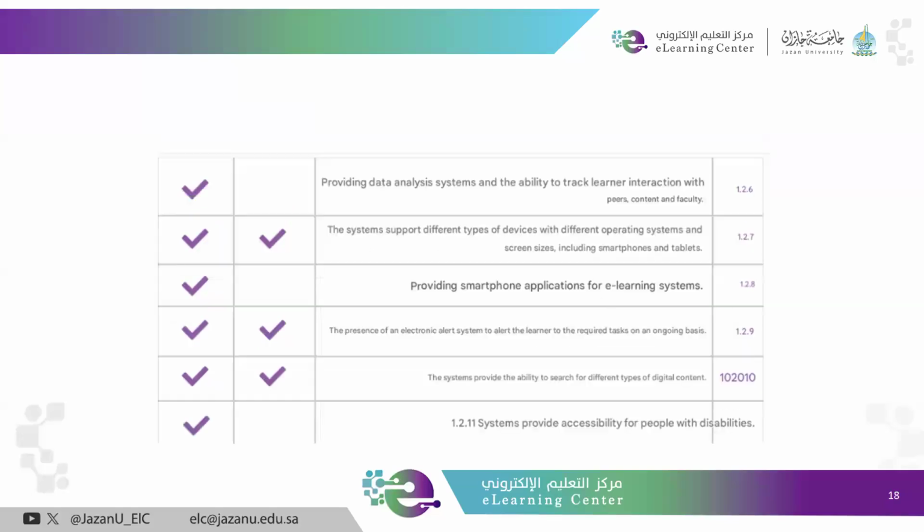Okay, there are more standards for the technology. It should provide a data analysis system and the ability to track learners' interaction with their peers. And next, the system supports different types of devices with different operating systems and screen sizes, including smartphones and tablets, providing smartphone applications for e-learning systems, and the presence of an electronic alert system to alert the learner to the required task on an ongoing basis.